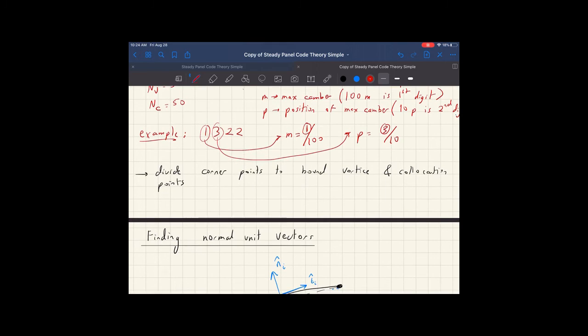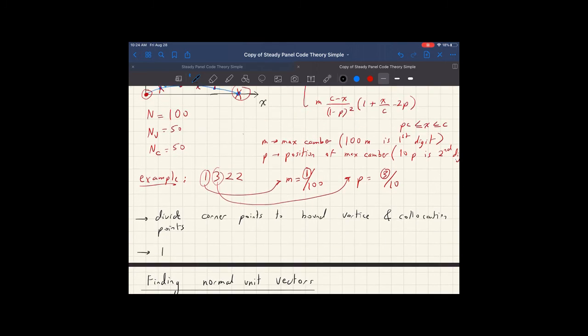And you have to find the unit normal vectors on the surface.